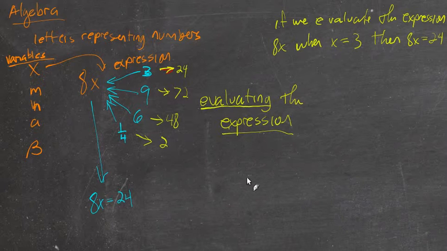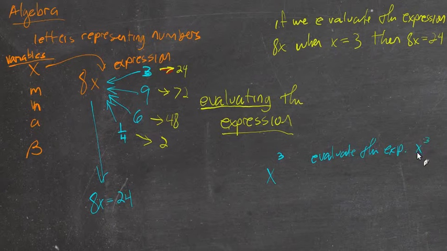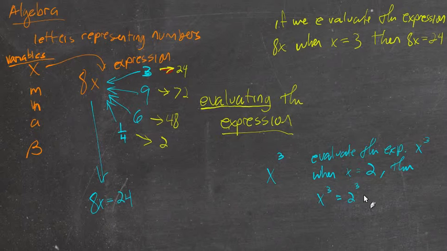So that's evaluating. And before I go on and show you some examples in the next video, I'll just use an expression that involves that new idea, the power, like x to the 3rd power. So if we evaluate the expression x to the 3rd power when x equals 2, then x to the 3rd equals, well, 2 to the 3rd, and that would just be 8. 2 times 2 times 2 is 8. Okay?